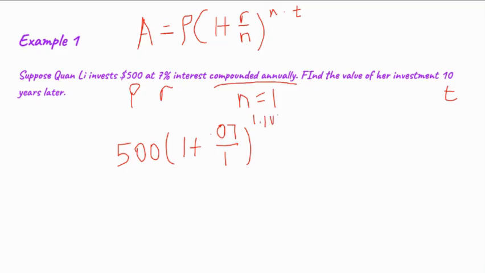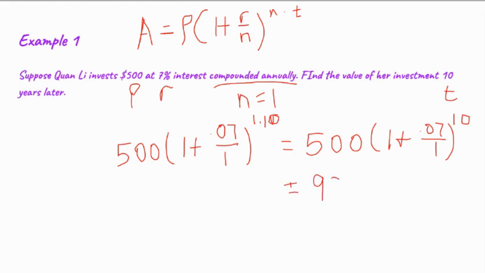Now, at this point, you can type this in your calculator. I would do something similar to what I recommend for half-life. I'm going to do this exponent first. So that's going to be 500 times (1 plus 0.07 divided by 1) to the power of 10. We get $983.58.